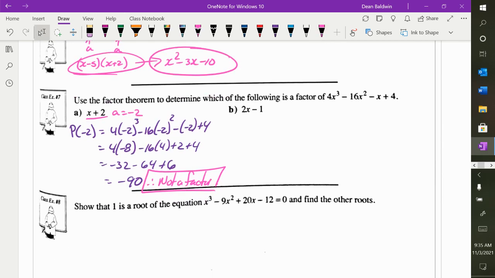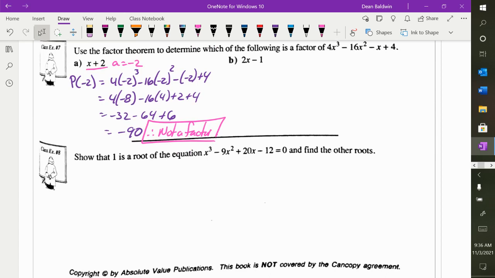We're not going to do the other one. If it doesn't equal 0, it's not a factor. And that's the important thing, because that's the next lesson. How do you determine if something is a factor, and then what do you do with it?